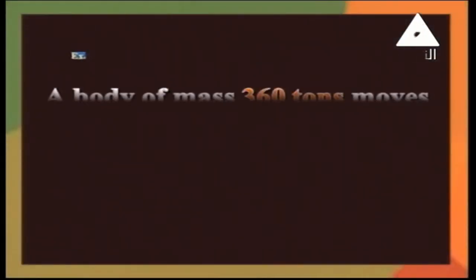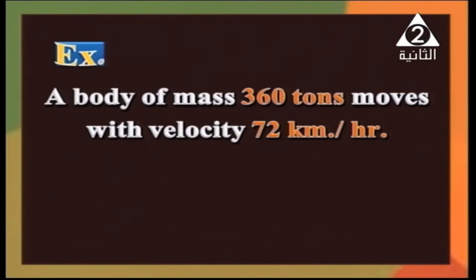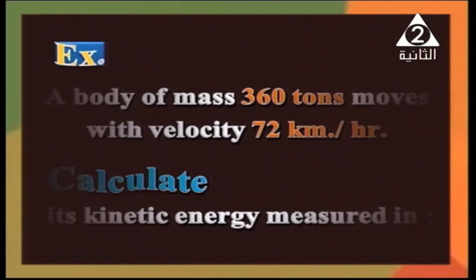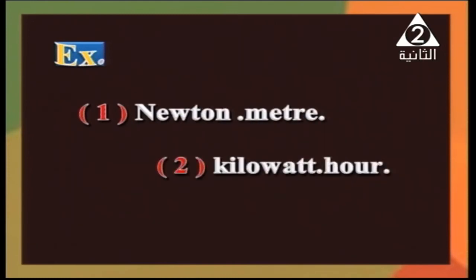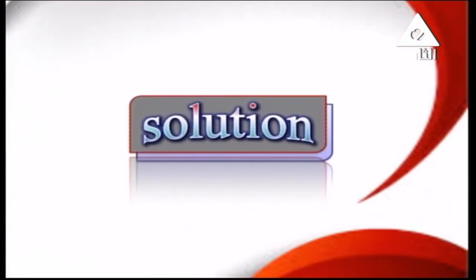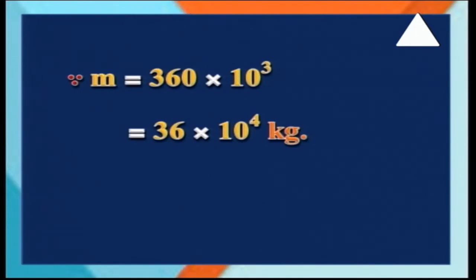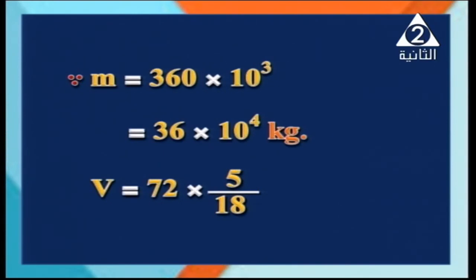A body of mass 360 ton moves with velocity 72 km per hour. Calculate its kinetic energy measured in number 1 Newton meter, number 2 kilowatt hours. Solution. My dear student, mass equals 360 times 10 power 3. Why? Because it is in ton, when converting from ton to kilo, we multiply by 10 power 3, equals 36 times 10 power 4 kilogram. Velocity: convert 72 by multiplying by 5 over 18, equals 20 meter per second.